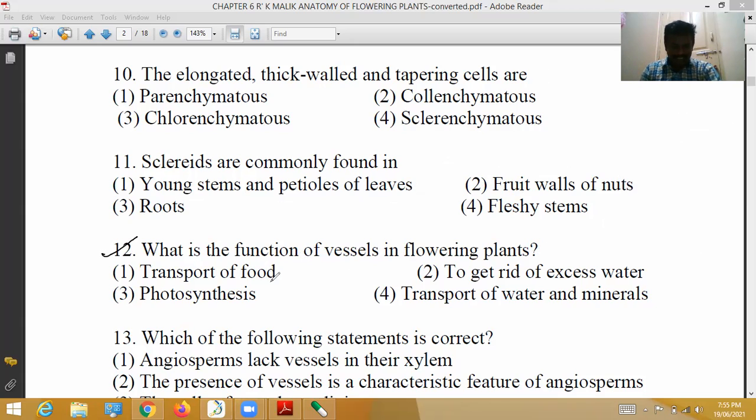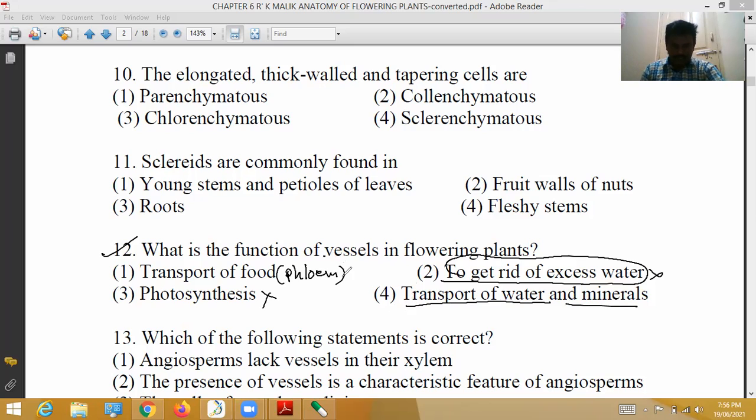Transport of food is generally carried out by the phloem, so it is a wrong option. Getting rid of excess water is not carried out by the vessels, so the second option is wrong. Photosynthesis does not occur in the vessels. Transport of water and minerals is carried out by the vessels.